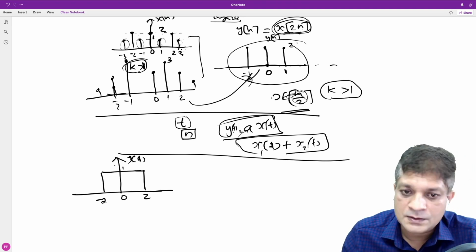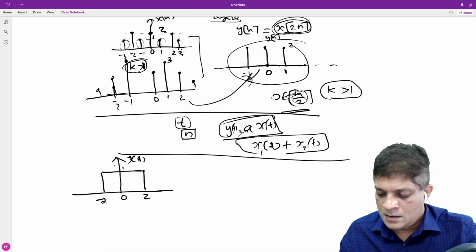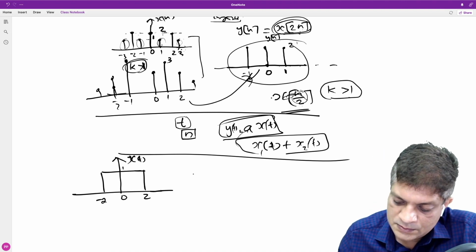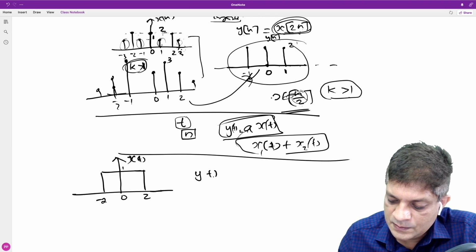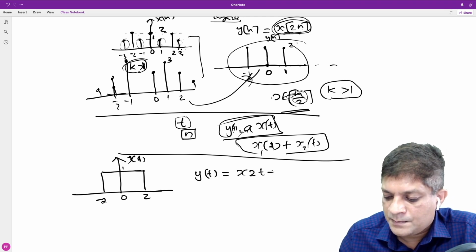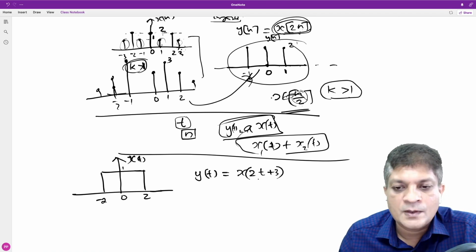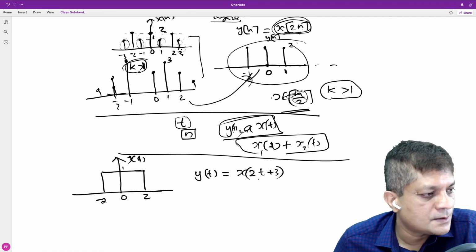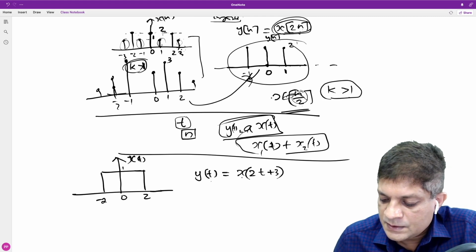This is a signal x(t). Now let us consider this operation. y(t) is equal to x(2t plus 3). Okay, let us consider this operation. y(t) is x(2t plus 3).